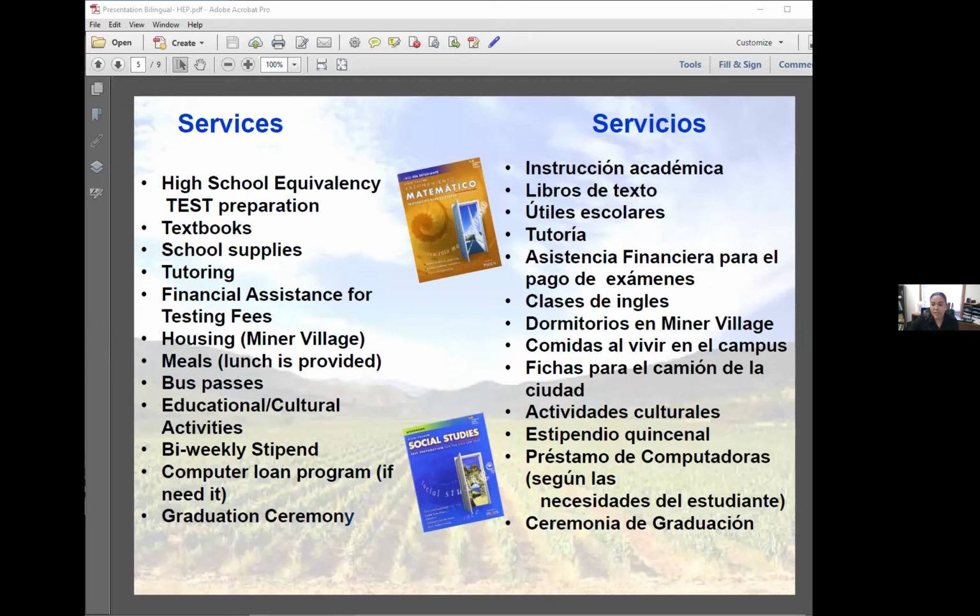We provide housing on campus, meals for the students who live in the dorms, transportation, educational and cultural activities, a bi-weekly stipend, and a computer loan program if the student needs it. Once they obtain their diploma, we organize a nice graduation ceremony with a cap and gown.